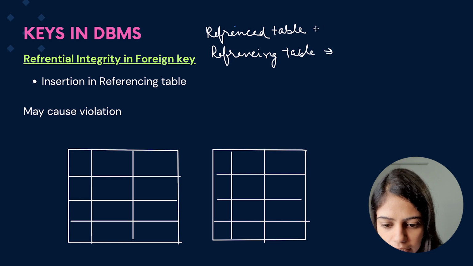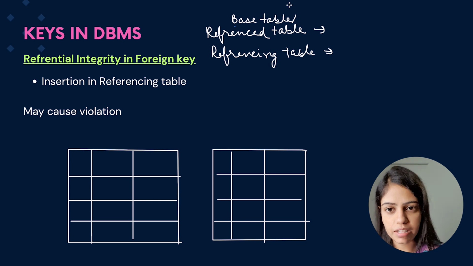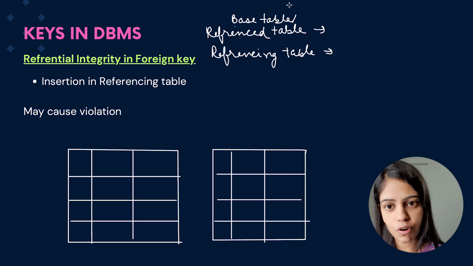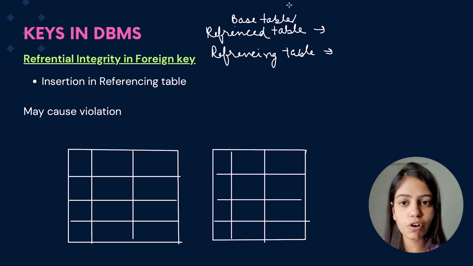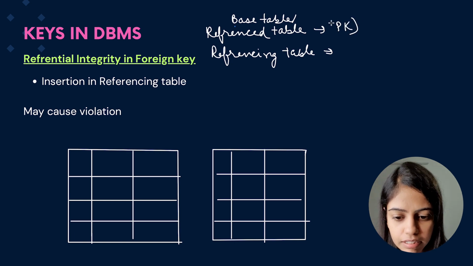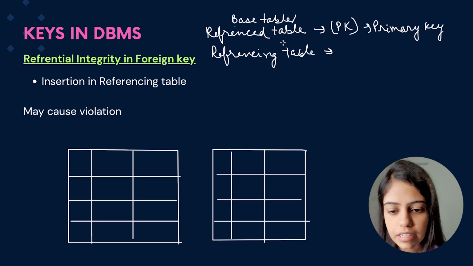So you can understand it in a way that the reference table is also called the base table. Basically, the reference table is the table which is being referenced. Consider that I have made a table. It is taking reference from one table. That particular table from which it is taking the reference is called the reference table. So you can think of it as the table which has the primary key is called the reference table.